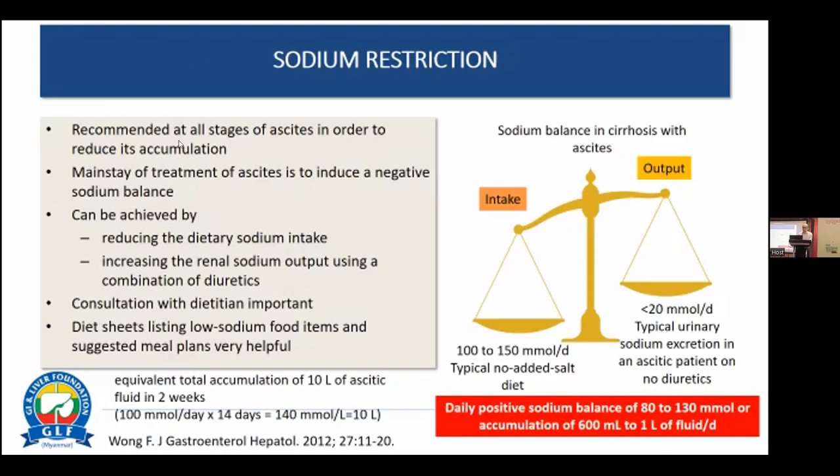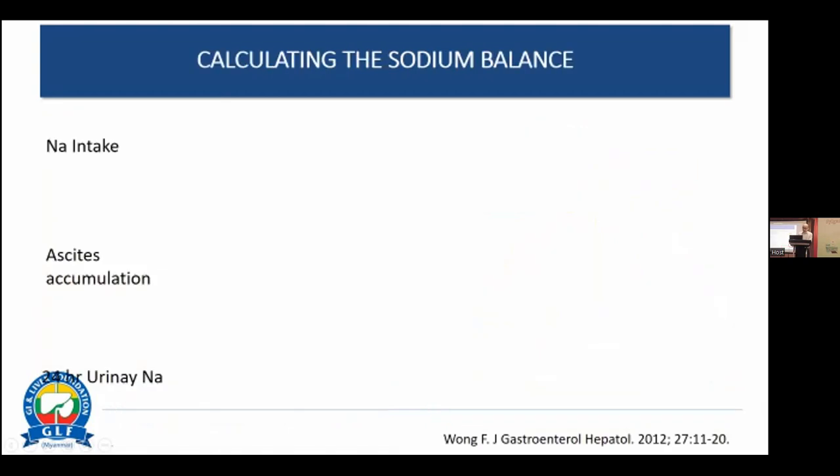The main goal of treatment in ascites is to reduce the positive sodium balance, so we reduce the intake and increase the renal output. We can achieve this by reducing dietary salt intake and increasing renal sodium output using a combination of diuretics. The daily recommendation for sodium intake is 2 gram per day, or 88 millimole per day.